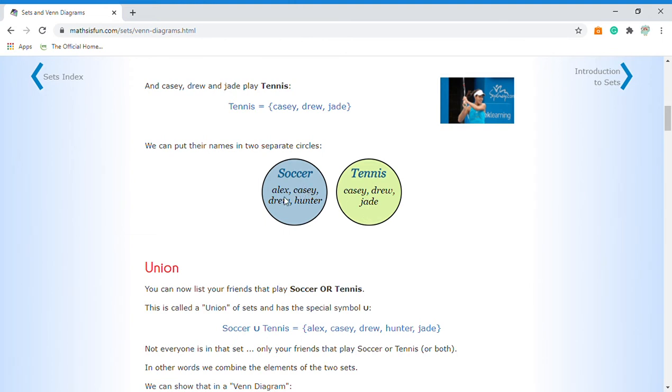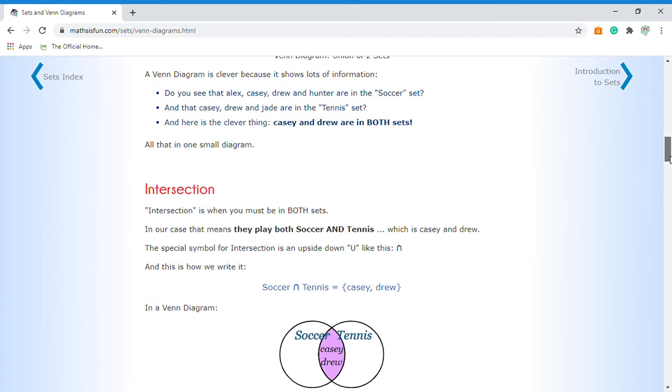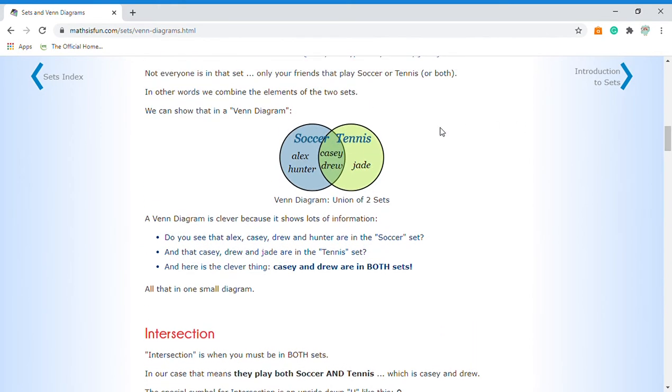Now, instead of rewriting their names in both circles as we did here, Casey and Drew, we can just cross them over and say, okay, Casey and Drew like both. That way we don't have to rewrite their names twice.